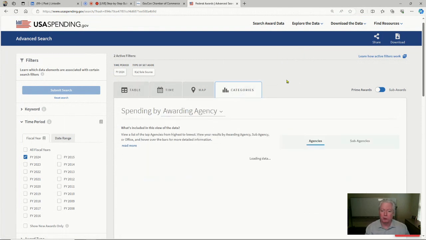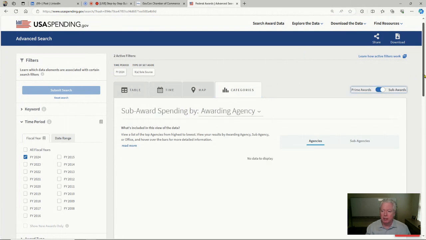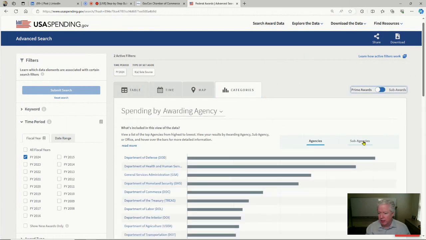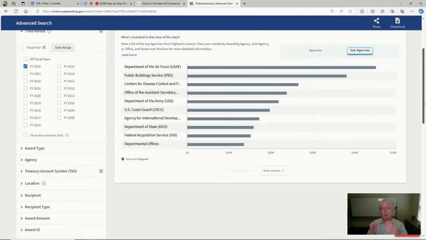But what I'm really looking for is right here in the categories. I want to see which agencies are looking at it. So if I come to the categories tab, and then over here on the right-hand side, I've got prime awards or sub awards. I can hit that switch. Oh, that's not what I wanted to look for. Sorry. Sub agencies or agencies. So when I do that, I'm actually looking below the Department of Defense, below HHS.